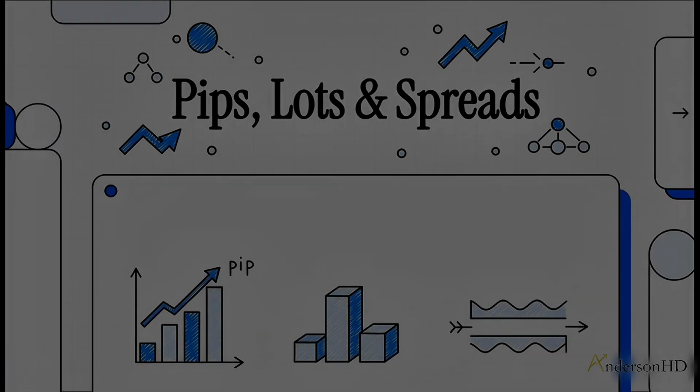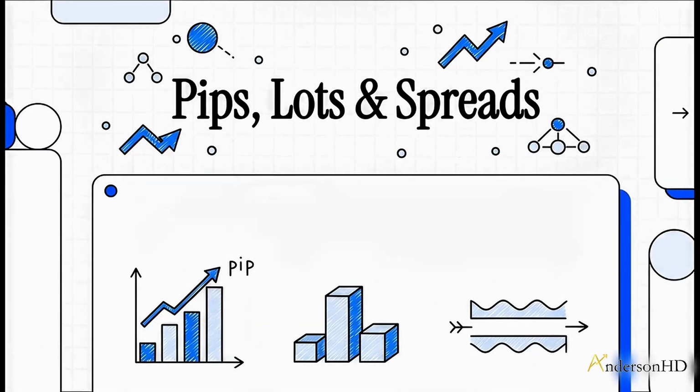All right, today we're pulling back the curtain on the three absolute fundamentals of every single Forex trade: pips, lot sizes, and spreads. You can think of these as the money controls for your trading. Get these right, and you're in the driver's seat. Get them wrong, well, you're pretty much just gambling. So let's get into it.